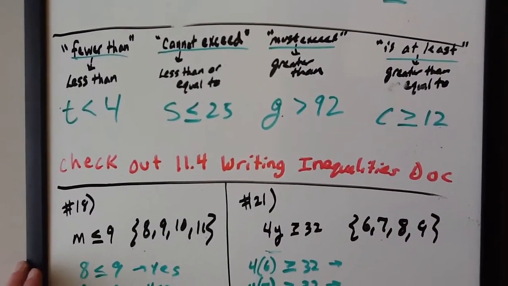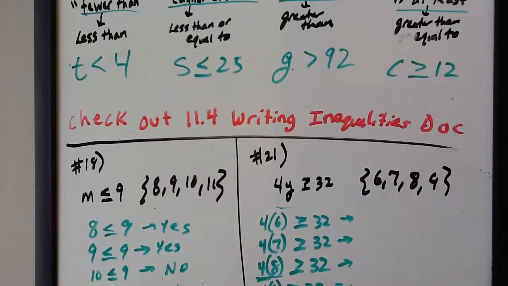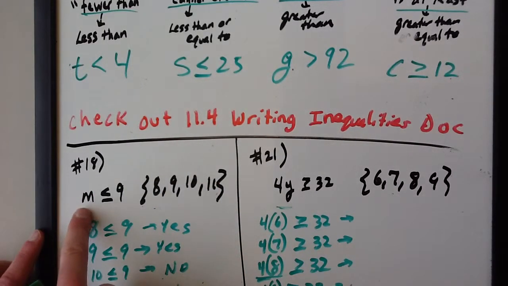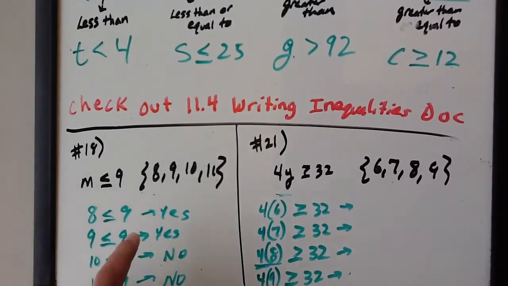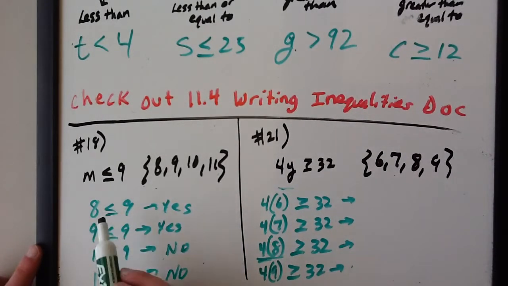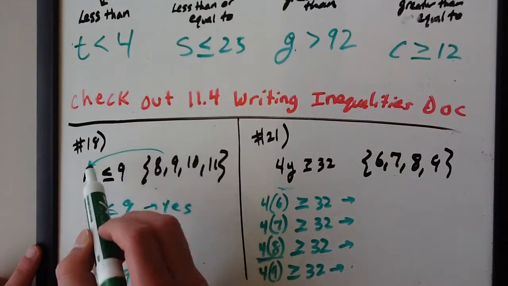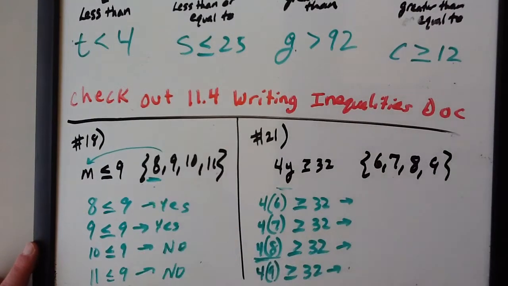Finally, we'll look at solution sets. This comes from number 18 and number 21 on the worksheet. Number 18, the inequality we have is M less than or equal to 9. And we need to check and see which of these numbers is a solution to the inequality. So we got to check each one of them. You're going to put these in for M. Is 8 less than or equal to 9? Yeah, 8 is less than, so 8 would be a solution to the inequality.